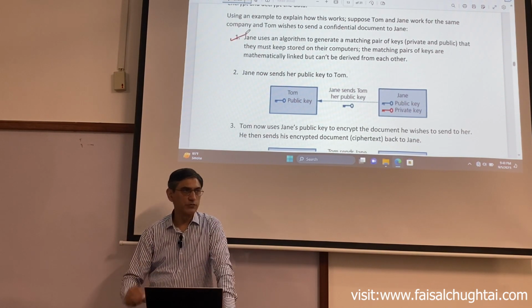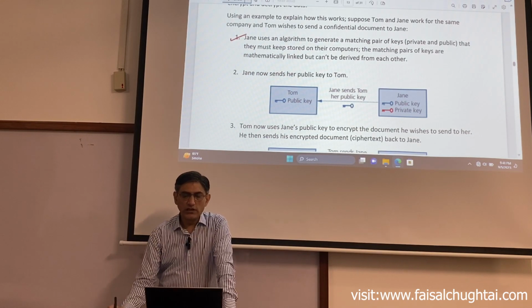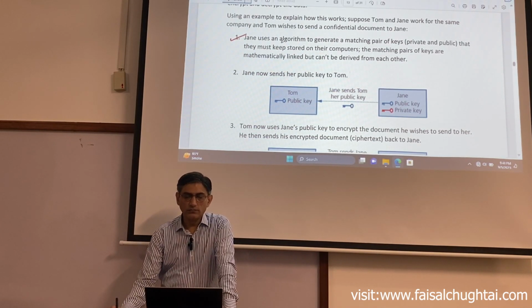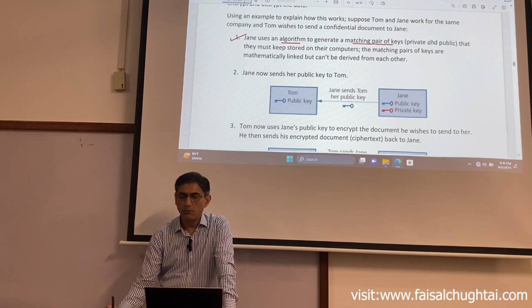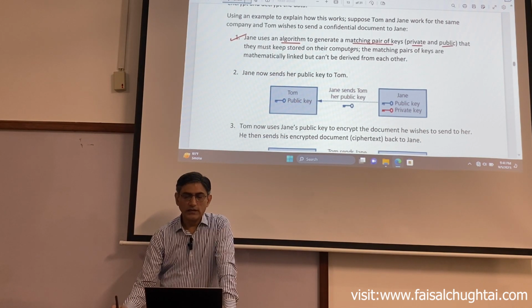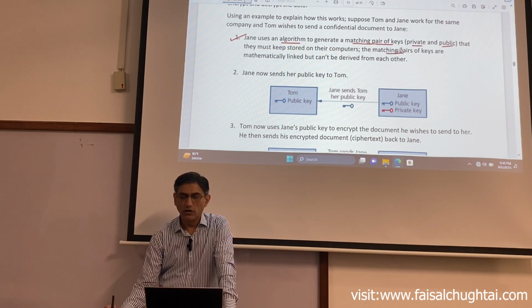In asymmetric encryption, what happens? Jane uses an algorithm to generate a matching pair of keys, private and public, that they must keep stored on their computers. The matching pair of keys are mathematically linked but can't be derived from each other.